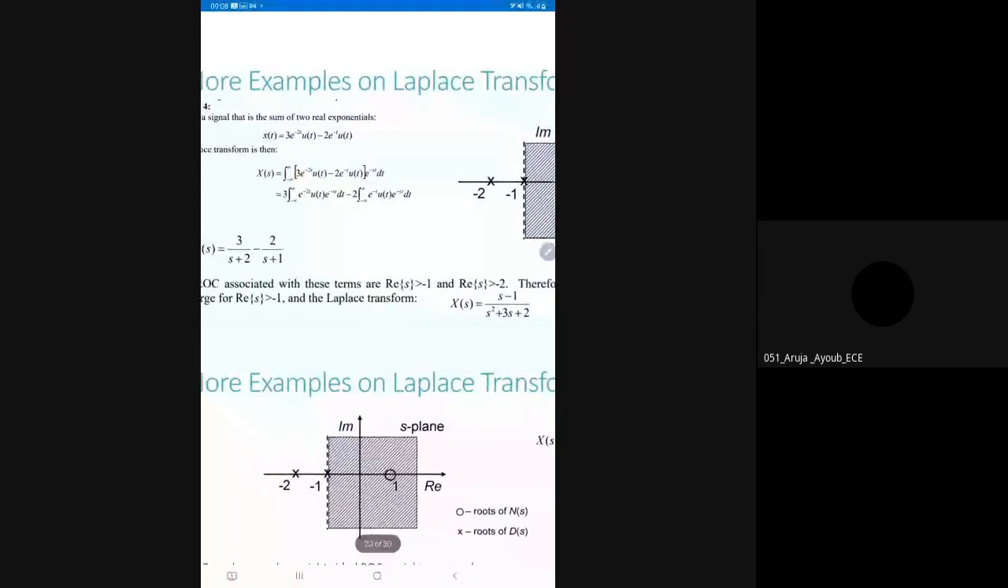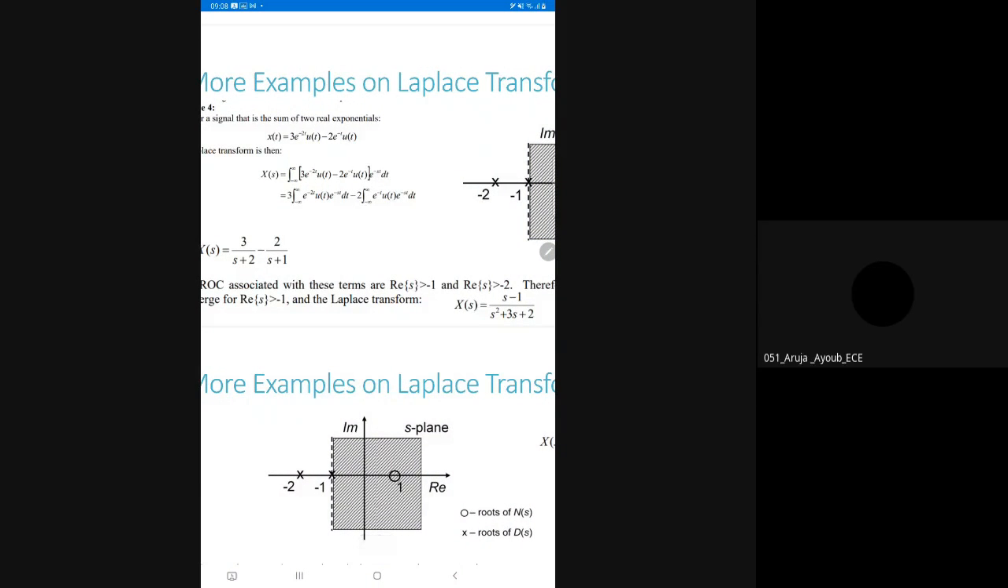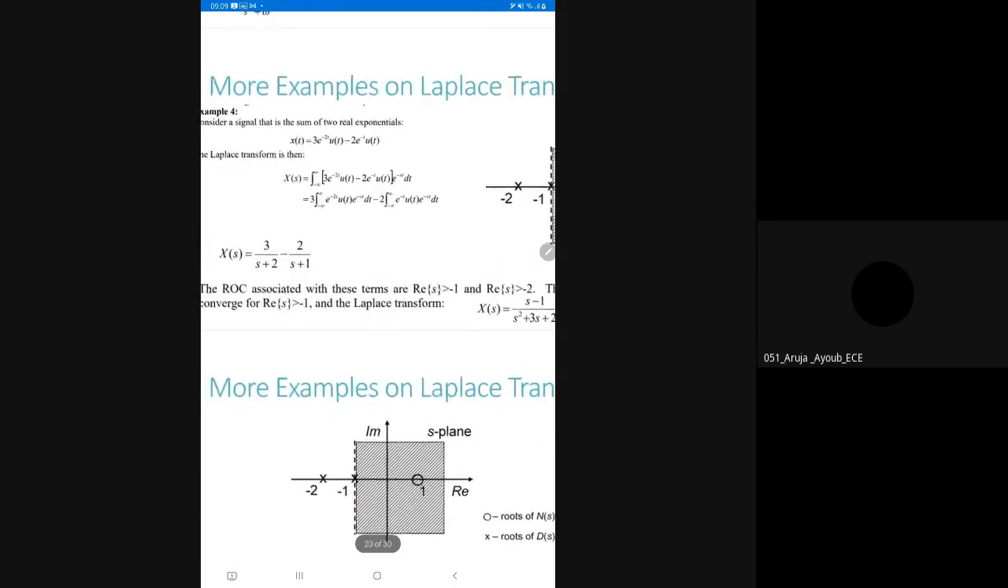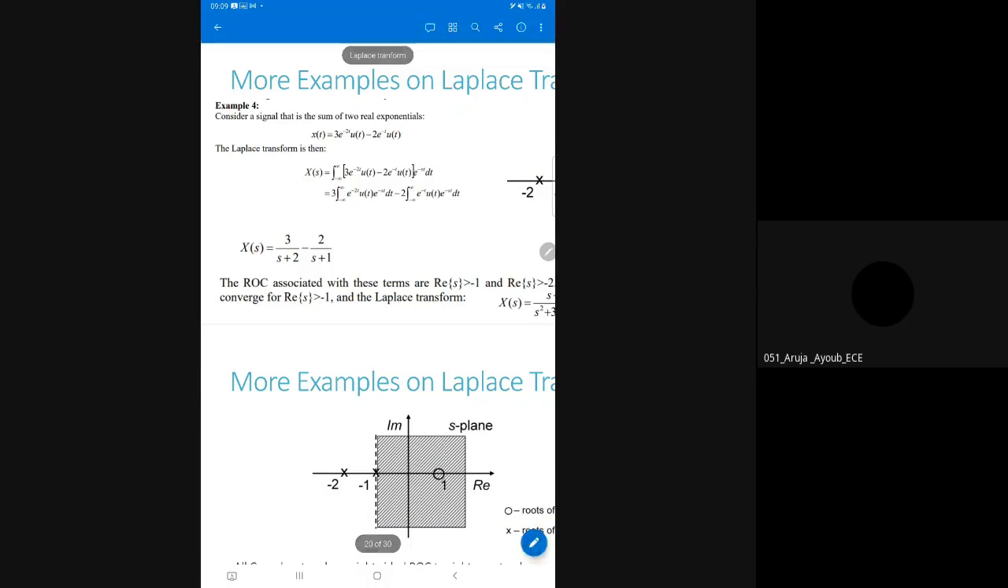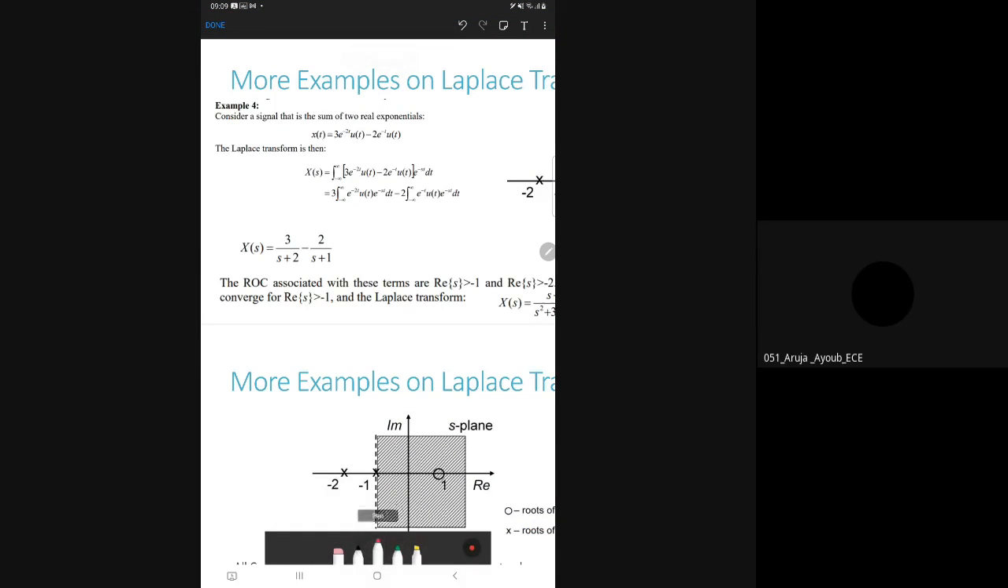We have a signal which is made up of two signals: x of t equal to 3 times e to the power minus 2t u(t) minus 2 times e to the power minus t u(t). u(t) is a step function. Multiplication of a signal by u(t) would mean making it one-sided or simplifying its analysis. So we have to find the Laplace transform of this signal.